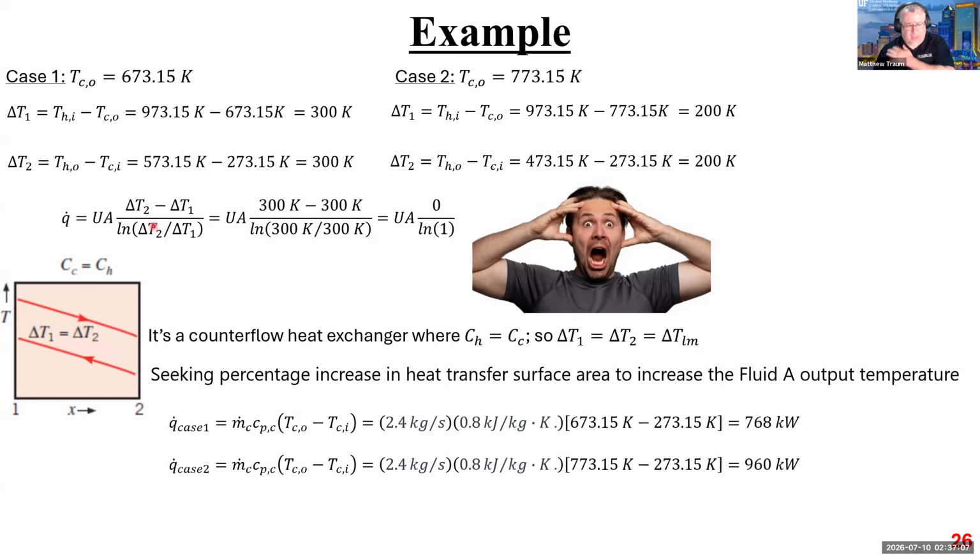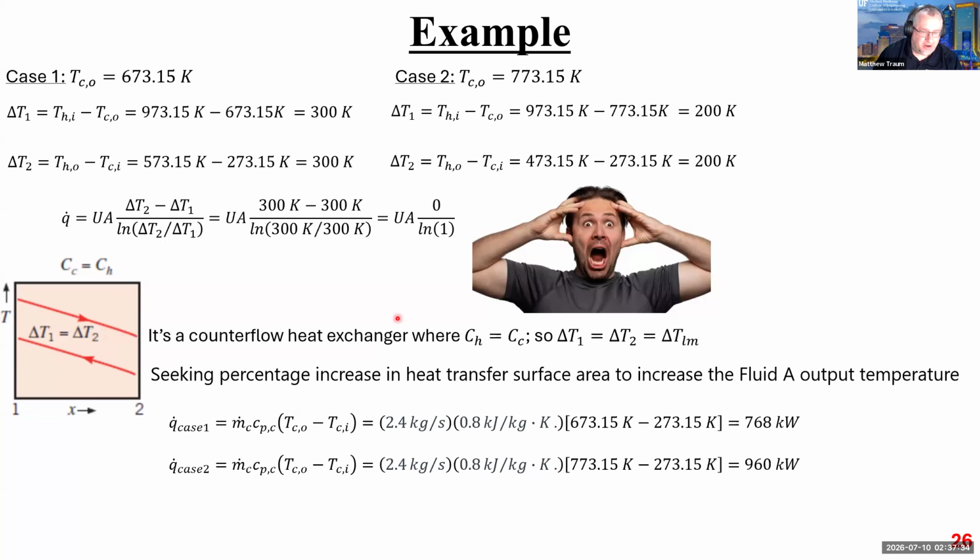So what happened? I started plugging in these values for case one, and oh my God, I got 300 minus 300 divided by ln of 300 divided by 300. That's UA times 0 divided by ln of 1, which is 0. I'm basically 0 over 0. This is like the end of the universe, right? So catastrophic. But remember, we talked about this as a special case.